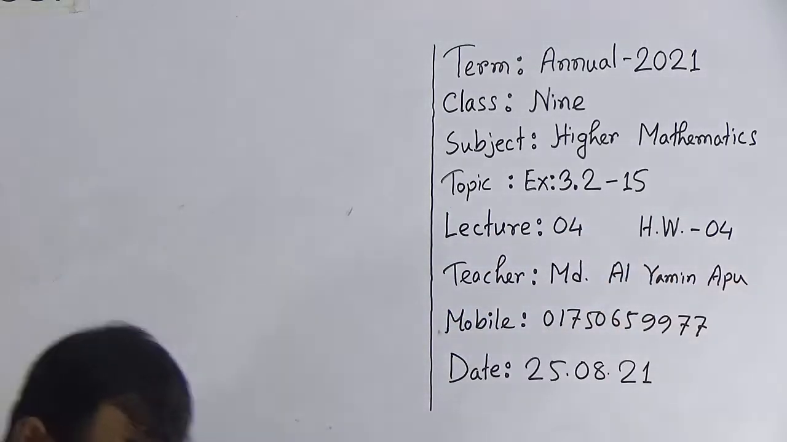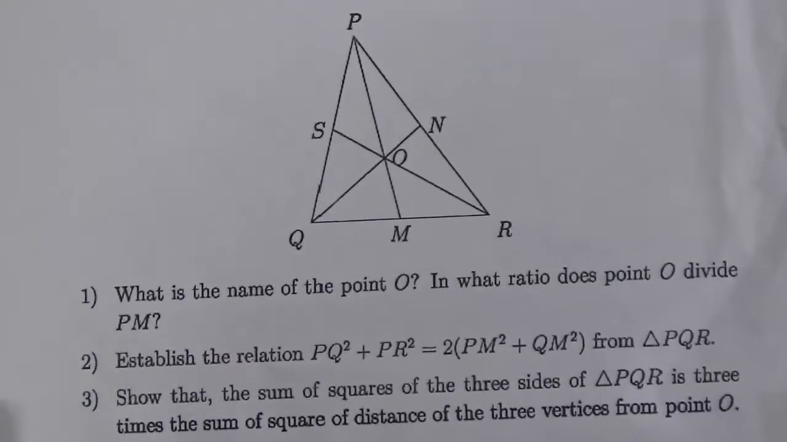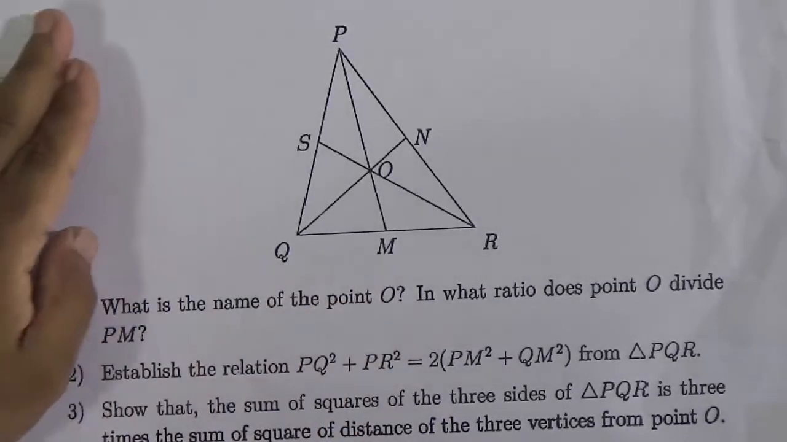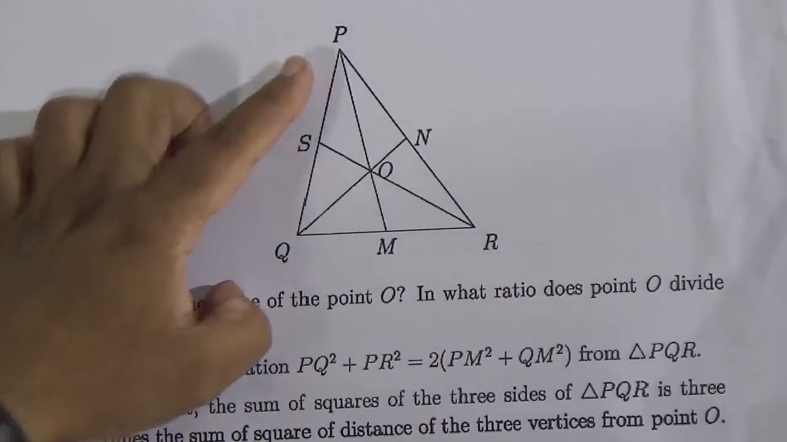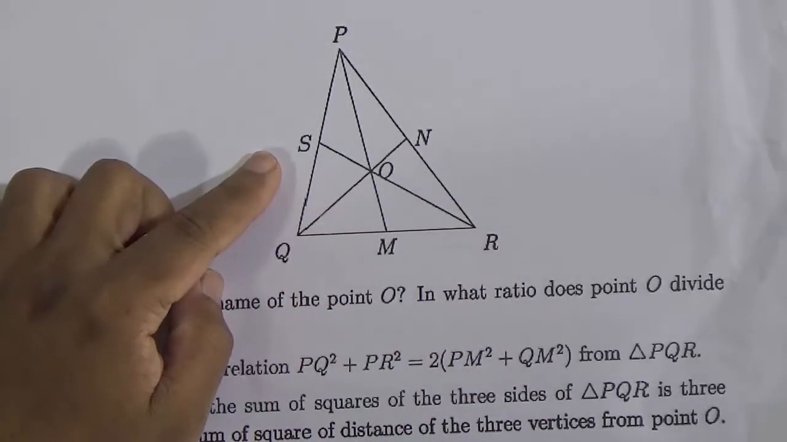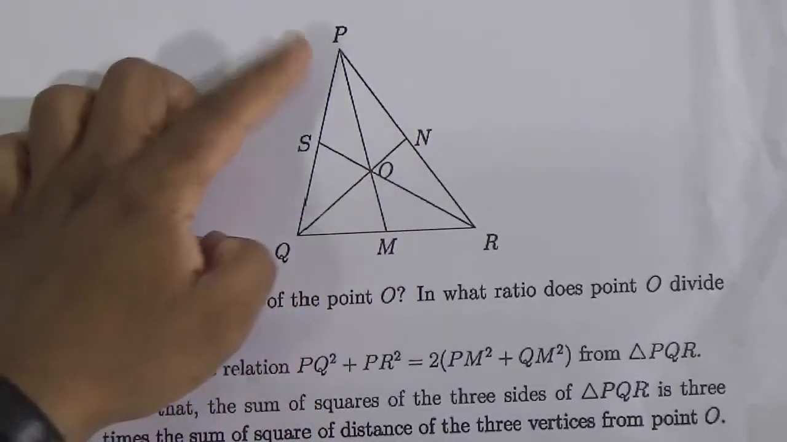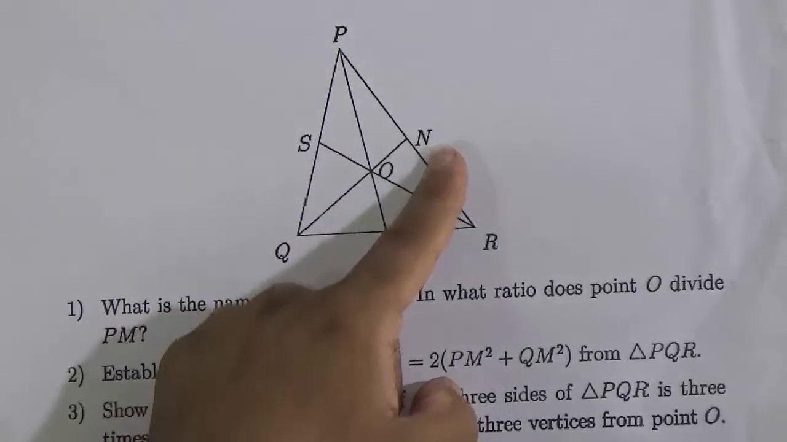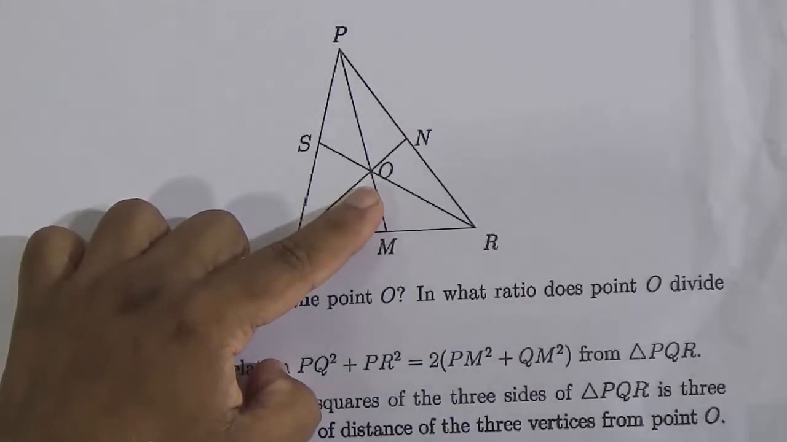So my dear students, look at the question. I have already written it down on the board. It is question number 15 of exercise 3.2. This is a figure, and in triangle PQR, the medians are PM, QN and RS. These three medians PM, QN and RS intersect at the point O. This is point O.